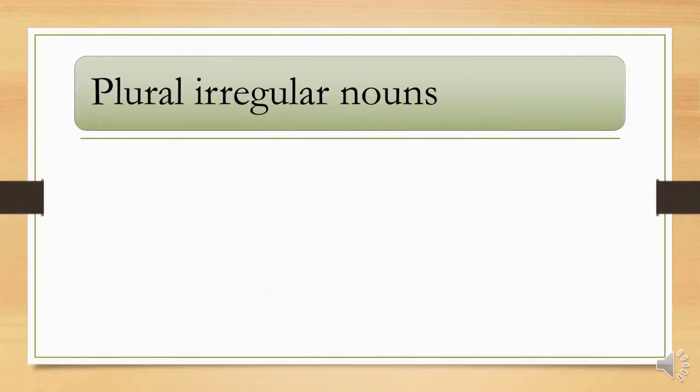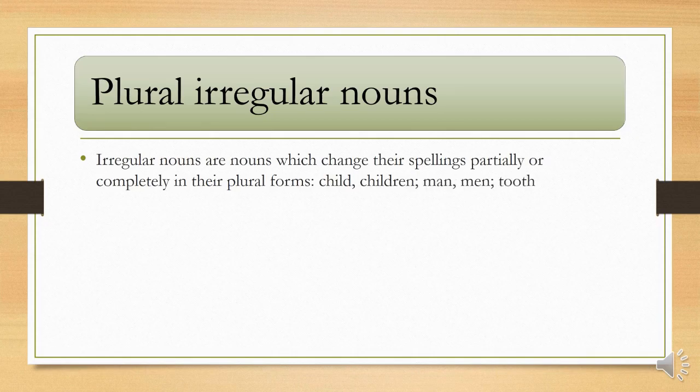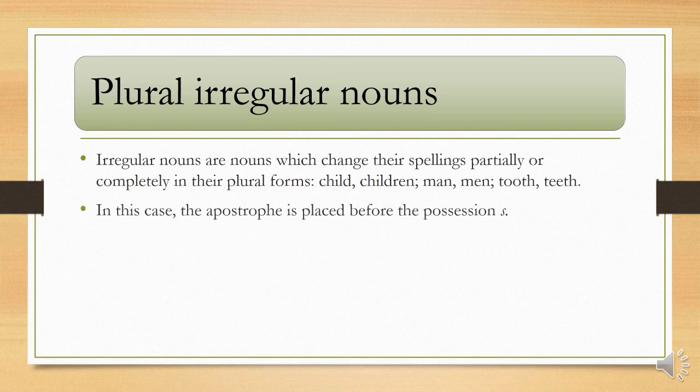Plural irregular nouns. Irregular nouns are nouns which change their spellings partially or completely in their plural forms. For instance, you have child changing to children, where child is the singular form and children is the plural form. You have man, men, tooth, teeth. In this case, the apostrophe is placed before the possession S, the S that signifies possession.